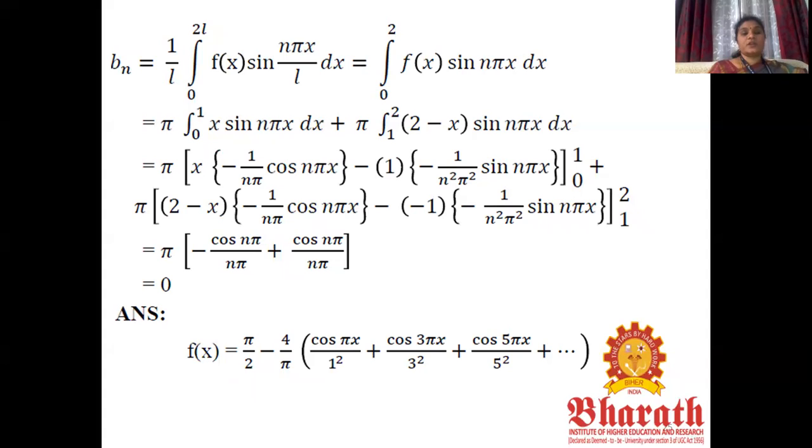Substituting the values of a0, an and bn, we get the final expansion as f of x is equal to pi by 2 minus 4 by pi into cos pi x divided by 1 square plus cos 3 pi x divided by 3 square plus cos 5 pi x divided by 5 square plus etc.